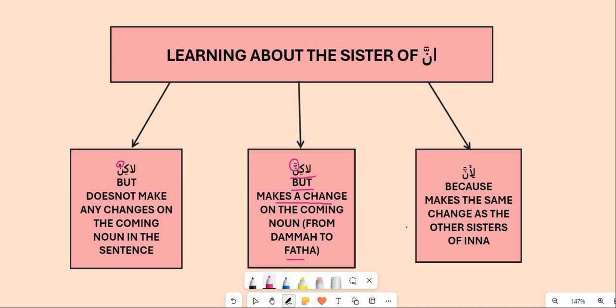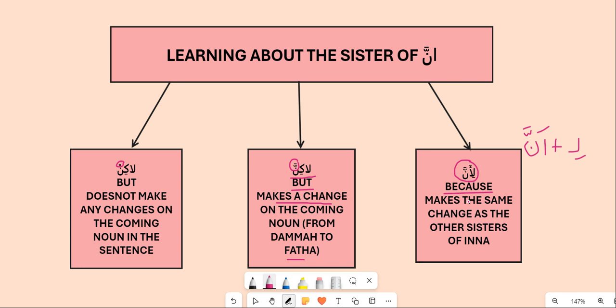And then comes li anna. Li anna means because, and the noon is also having a shadda and a fatha, and the lam with the kasra, li anna. So this is actually the combination of li harf jar plus anna. So this is the combination of two particles. Li anna means because. And this does make changes similarly as inna does. It makes mubtada into ism li anna and khabar into khabar li anna.